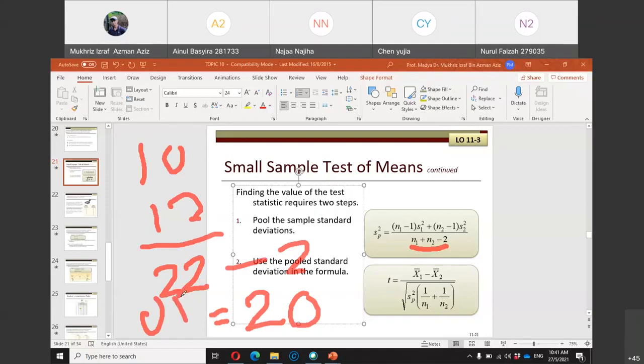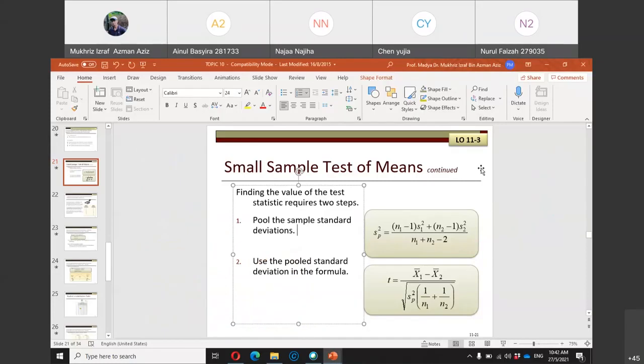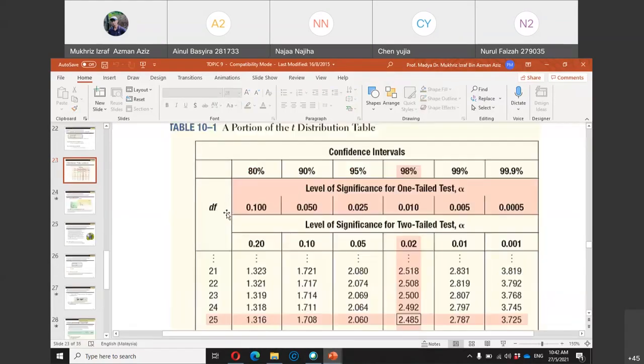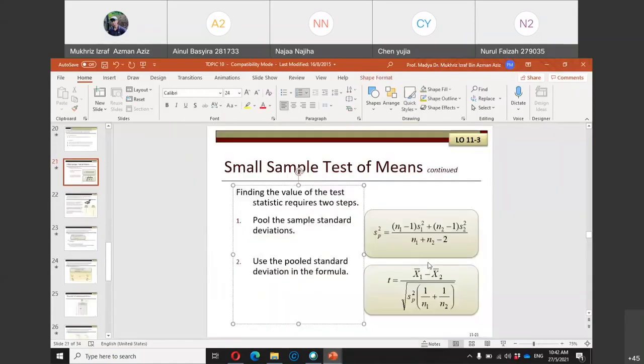So the formula that you see here, N1 plus N2 minus 2, is also equivalent to your degrees of freedom, DF, that you need to refer to the T table later on when you want to determine the critical value. Okay, that will be in your step number 4. In chapter number 9 previously, your DF will be based on N minus 1 because you are only using one sample. But for 2 samples, you need to refer to this formula here, N1 plus N2 minus 2.